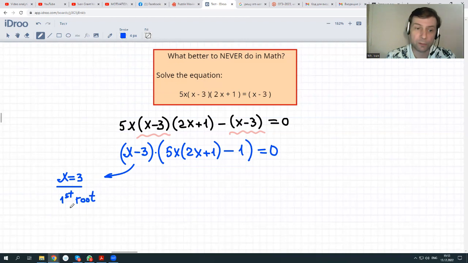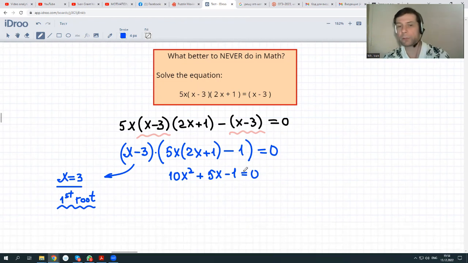And if we canceled out this parenthesis in the beginning, we would lose it. That's not so good, yeah? And the second root basically comes from the second parenthesis. If we expand 5x and (2x plus 1), we would have 10x squared plus 5x minus 1 equals 0. My purpose was not to show this kind of stuff, but let's just solve it, no problem.